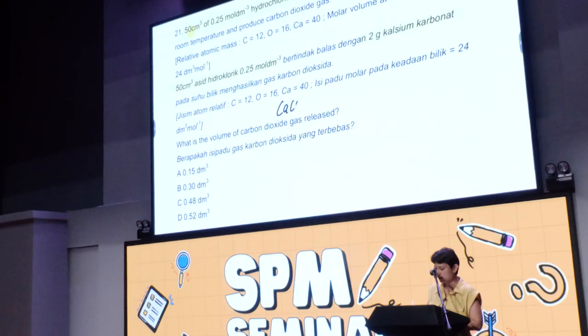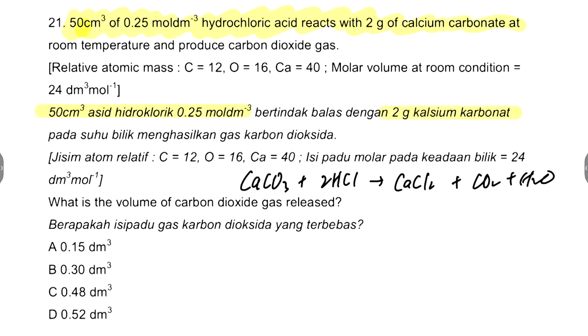Write the equation. Okay, it's the same equation as just now. Exactly the same question. What does this mean? SPM likes this question. Calcium carbonate, hydrochloric acid. You get calcium chloride, carbon dioxide, and water. Same question, but now you are given bilangan mole, hydrochloric acid boleh dikira, bilangan mole calcium carbonate boleh dikira. Do you have to calculate both? Yes, do it now, and it's not as easy as it seems.